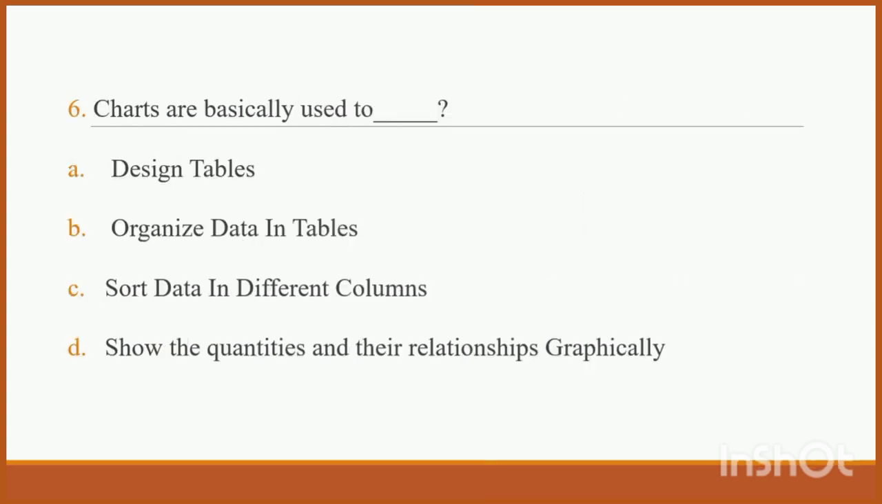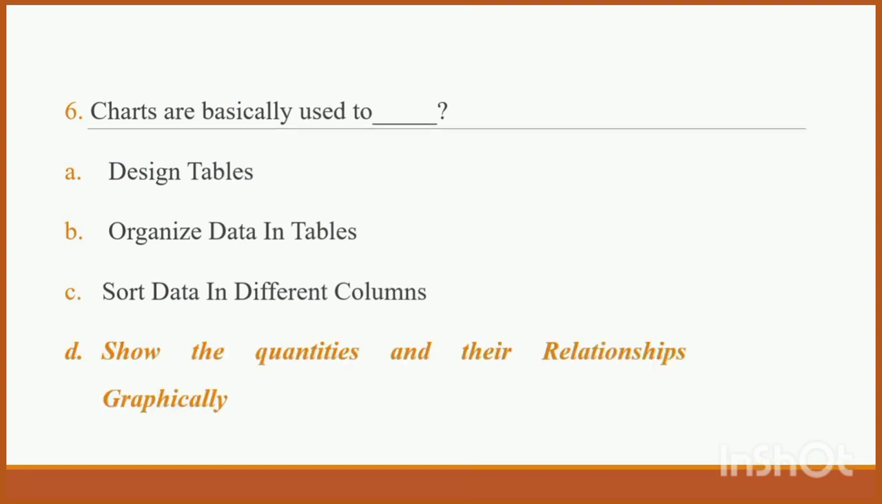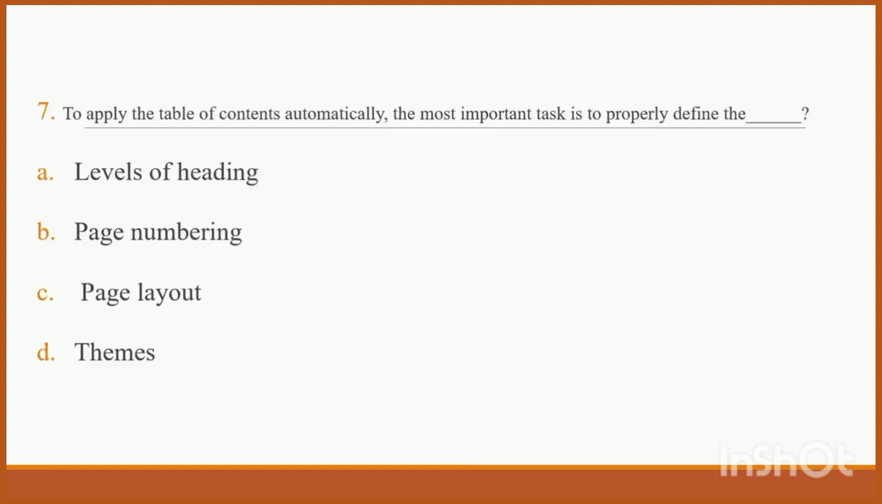Question 6. Charts are basically used to: option A, design tables; option B, organize data in tables; option C, sort data in different columns; option D, show the quantities and their relationships graphically. Charts are basically used to show the quantities and their relationships graphically. Right answer D.